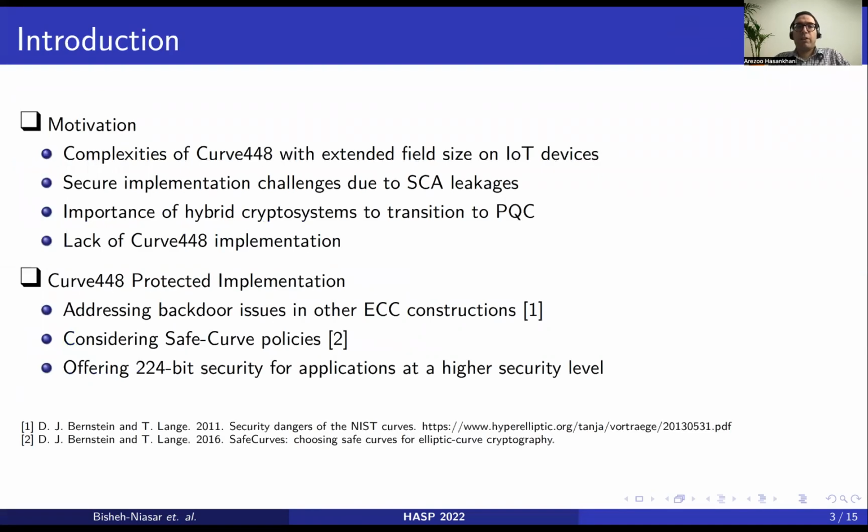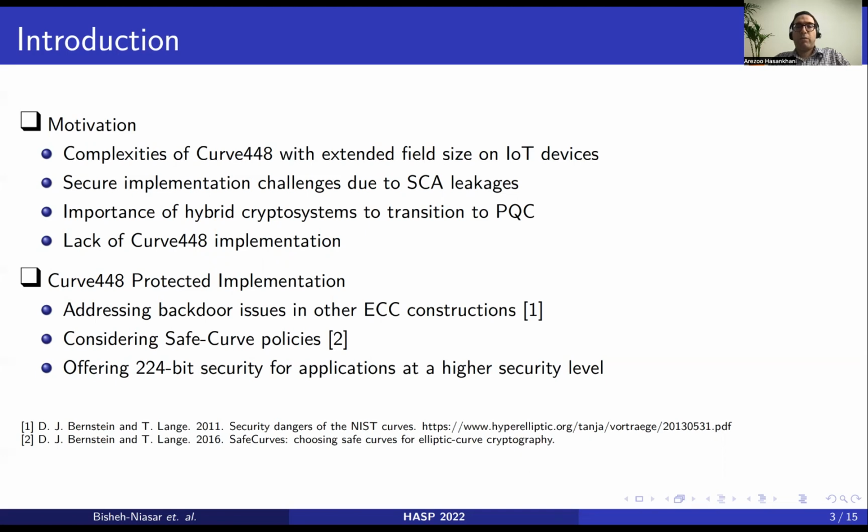Let's start with the motivation of the work. The implementation of the Curve448 is too complex because of its extended field size, particularly on IoT devices. This implementation is more challenging if we want to have a secure implementation against side channel analysis leakages.